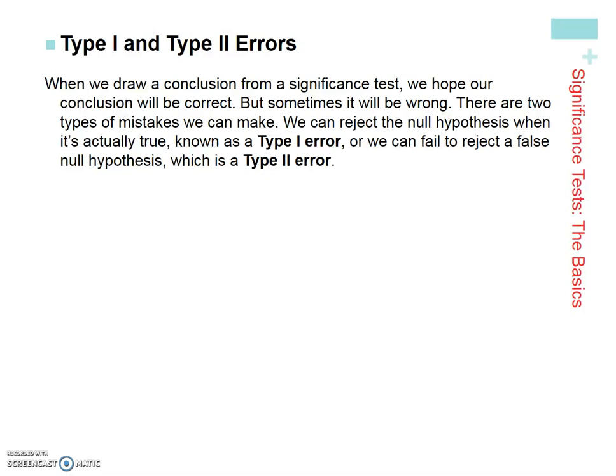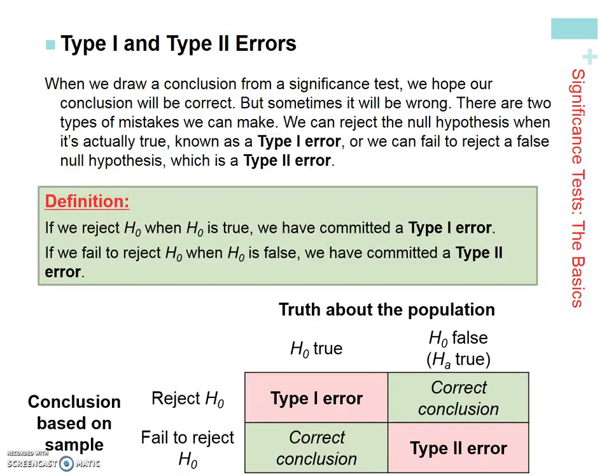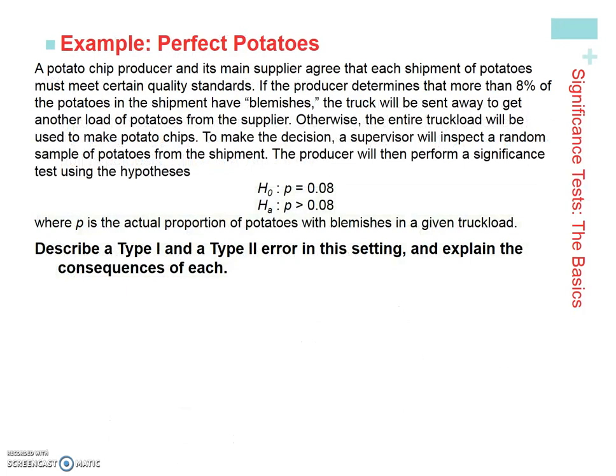When we draw a conclusion from a significance test, we hope to be correct, but like I said, it's sometimes going to be wrong. These are our type 1 and our type 2 errors. So, just wrapping it up one more time, one more table to show you the difference between them. 2 ways to be right, 2 ways to be wrong. Okay. All right, so let's go through an example. There's going to be a lot of writing, so you might need to pause for a bit.